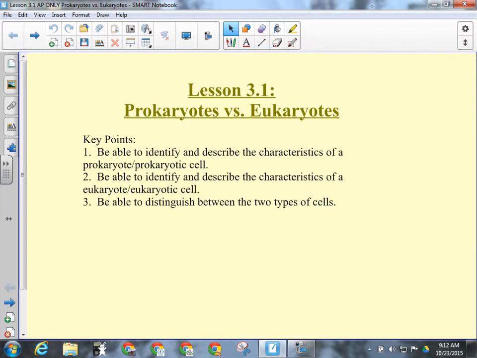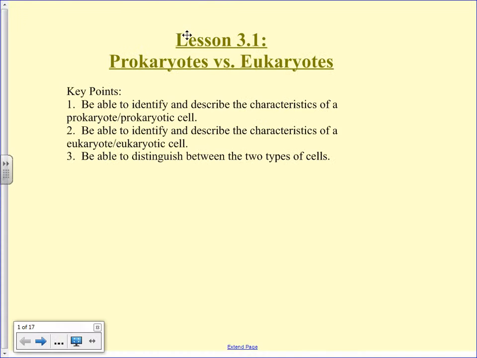Okay, so we're talking about prokaryotes and eukaryotes, which are essentially the different kinds of cells that living organisms can have. Eukaryotes are organisms like ourselves. They're cells like the one we just finished labeling. They're cells that have organelles inside. They have compartmentalization. We talked about that before.